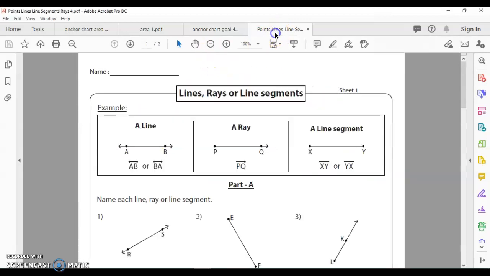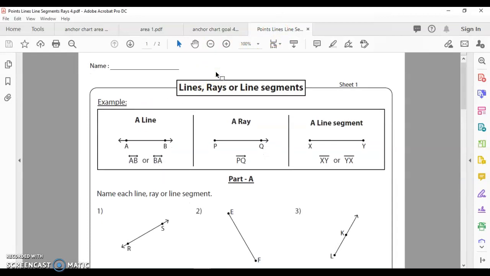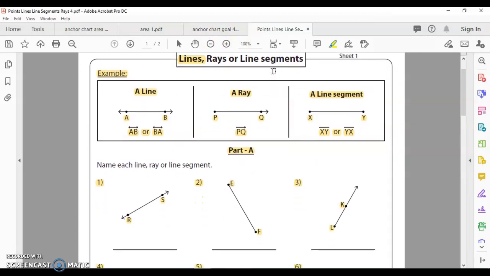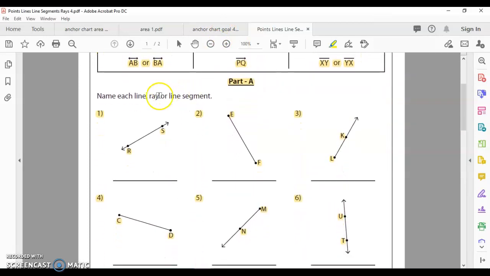So now moving on to your assignment for today. This is how your worksheet should look. And this is going to be the first page on your packet on goal number 4. So lines, rays, and line segments. Basically you are going to name each line, ray, or line segment. So use your anchor chart or use this up here to guide yourself.